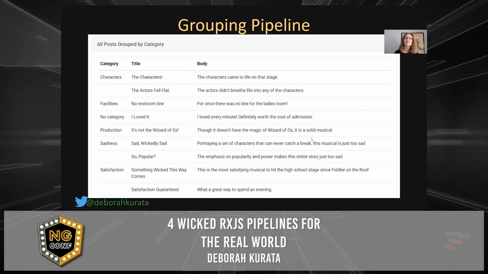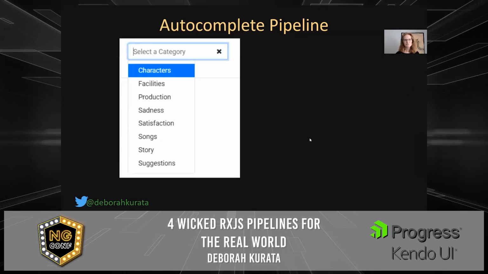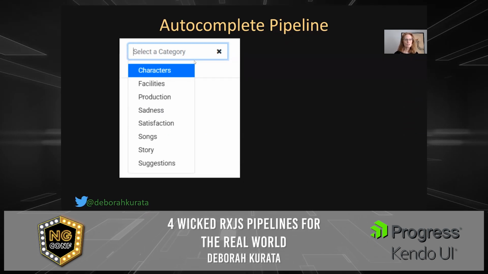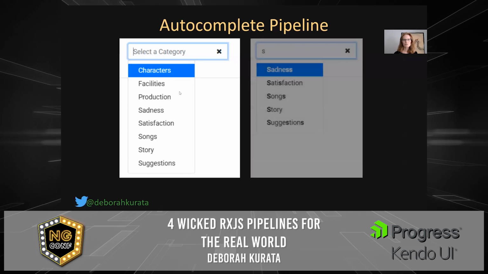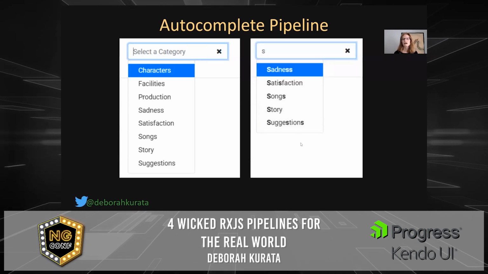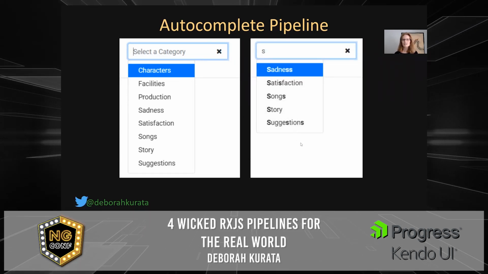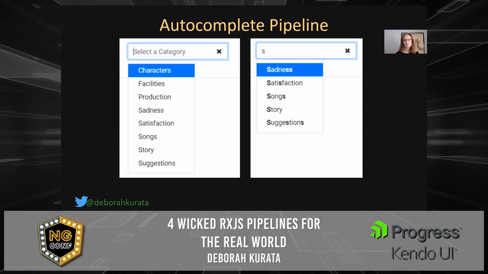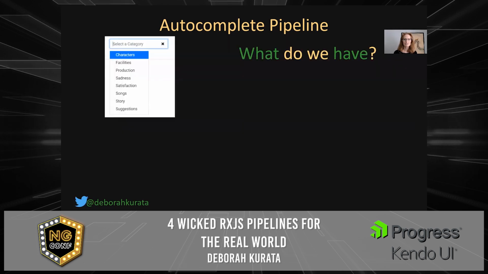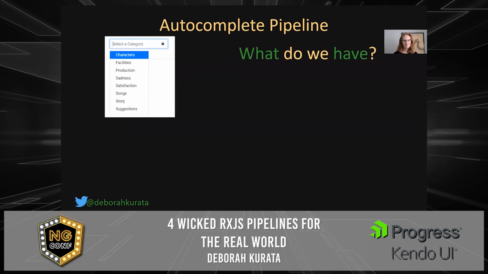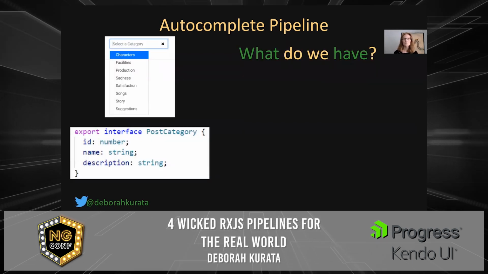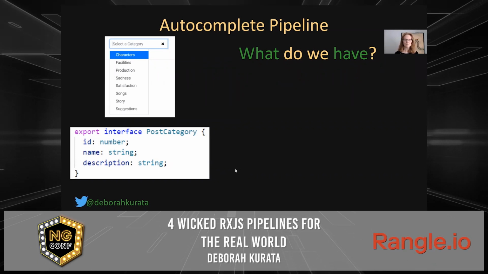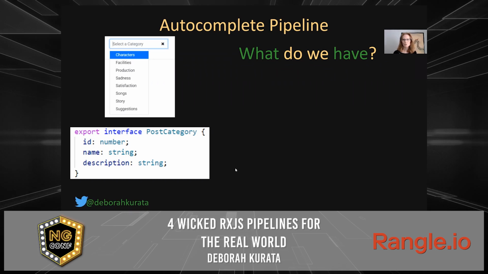All right. Our last and final pipeline is autocomplete. So here we're going to be typing something. As we type an S, it's going to filter the list so it matches what we typed, in order to help us autocomplete something that we're typing in. So what do we have? Well, we have our list of categories here that we're dropping down in our list. And we have seen already the code that we're using to collect those.